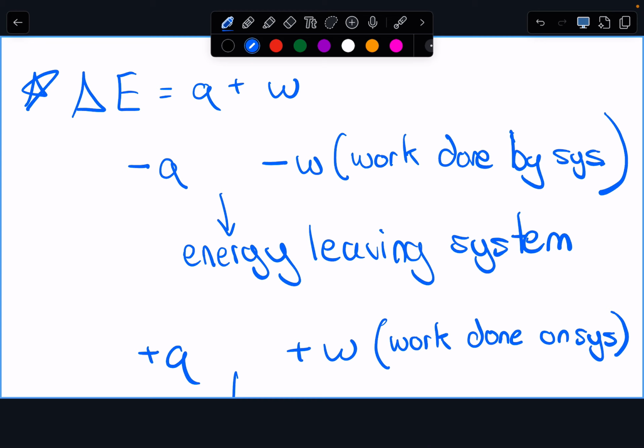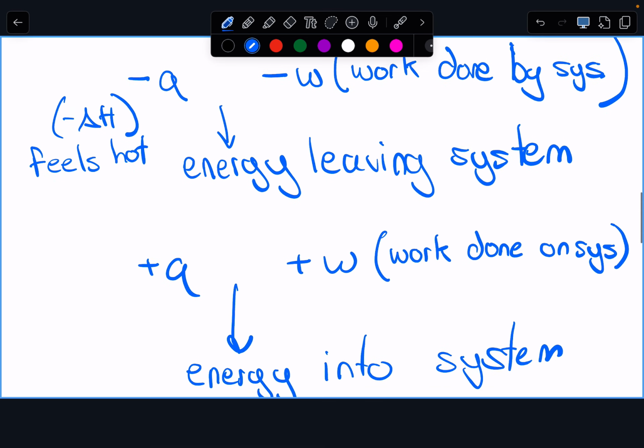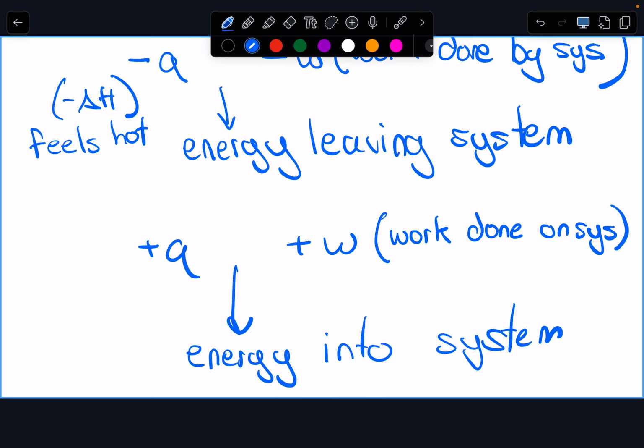Trying to think if there's other little details associated with this. When you have something that has a negative Q, a negative heat, and relate this to exothermic reactions as well, it's going to feel hot because you are feeling the surroundings. You are the surroundings. So if there's heat coming off of a reaction, you're going to feel that in your hands if you're holding the container or the heat pack or whatever it is.